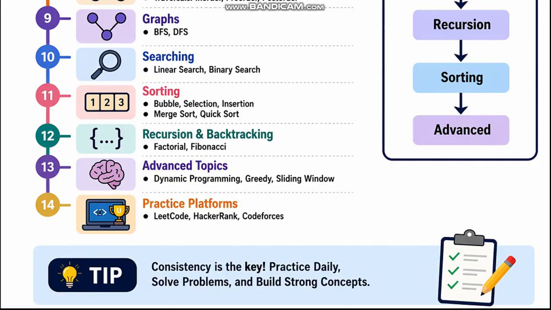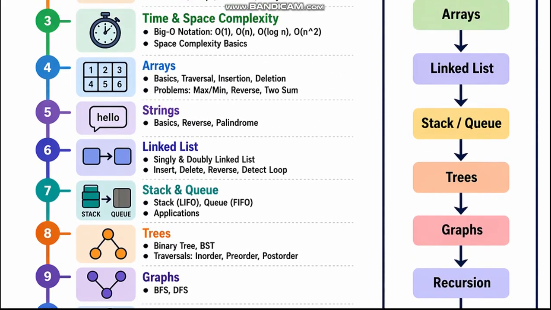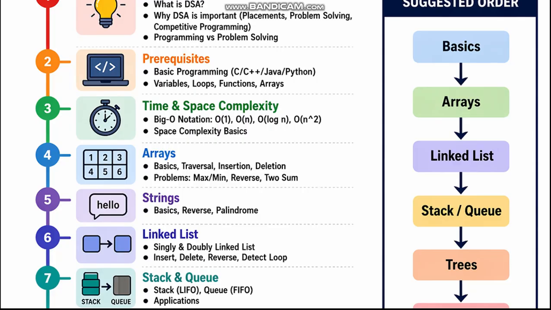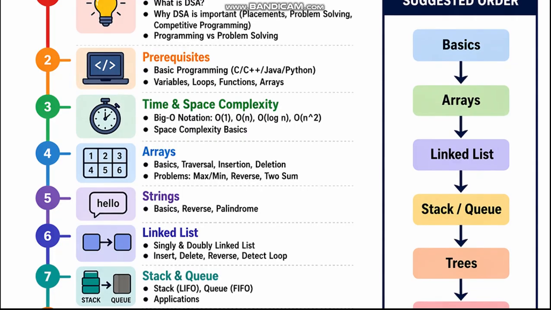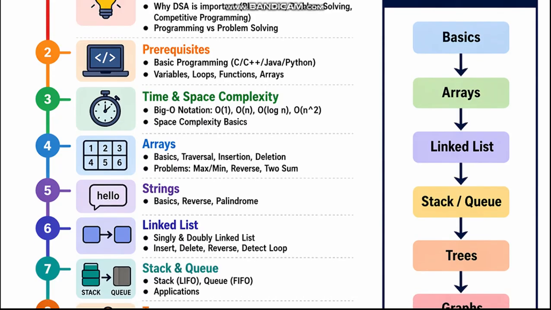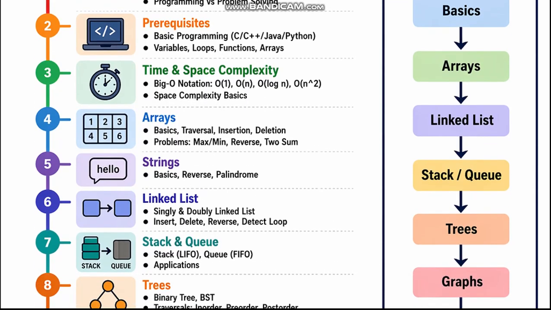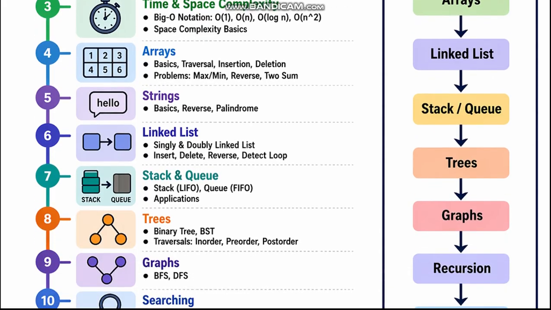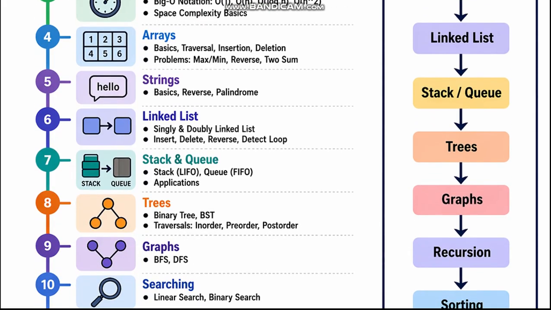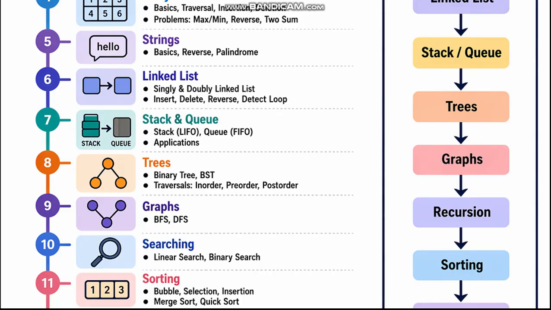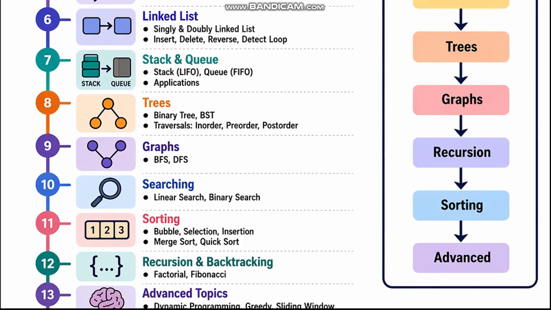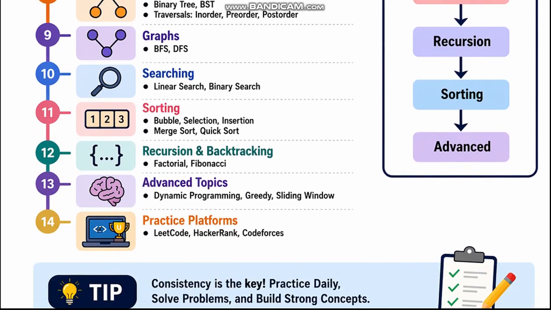If you want a suggestion from me, then go in this particular way. Start with the basics and go for arrays. After completing arrays, go for linked lists. After that, you can go for strings, and then go for stacks and queues. After completing stacks and queues, go for trees, and then go for graphs and recursion, and finally go for sorting and advanced algorithms like dynamic programming, greedy, and others.